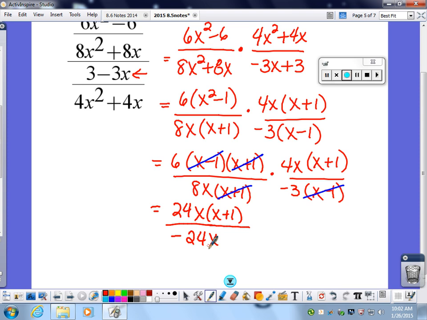All right. So negative 24x into positive 24x gives me a negative. I'm still left with my x plus 1. That's an okay answer. We can distribute our negative, and that's also a correct answer.